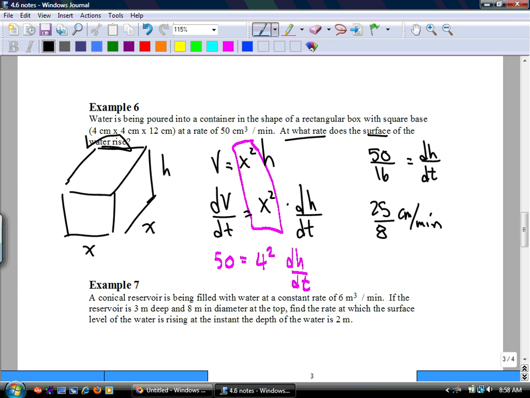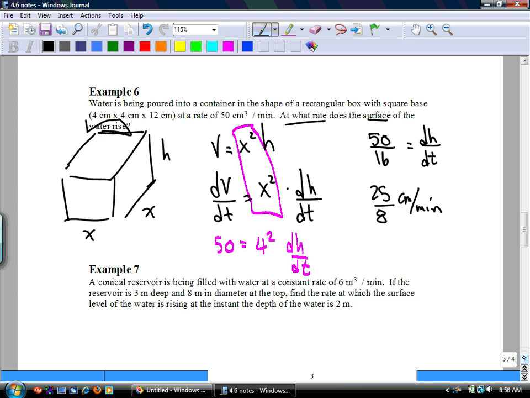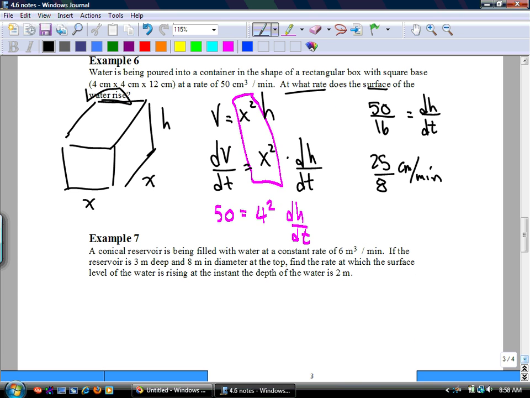A conical reservoir, cone, is filled with water at a constant rate of 6 cubic meters per minute. What are we saying here? What is 6 cubic meters per minute? dV dt equals 6 meters cubed per minute. A reservoir is 3 meters deep and 8 meters diameter at the top.